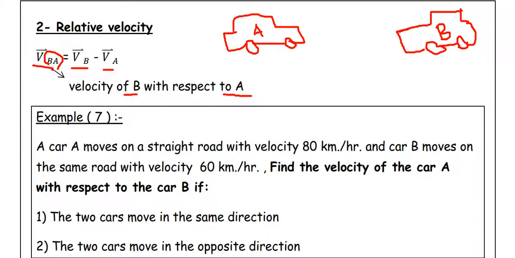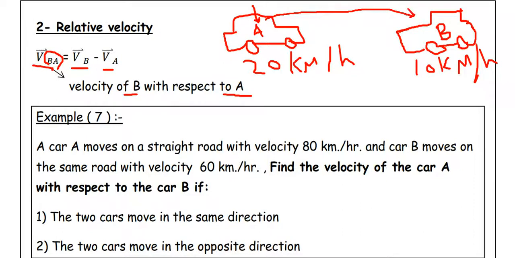So if the car B's velocity is 10 km per hour, and the car A's velocity is 20 km per hour, and they are in opposite directions, if I am in the car A, I will feel that the car B moves with another velocity than this. Okay, so this is our lesson about.